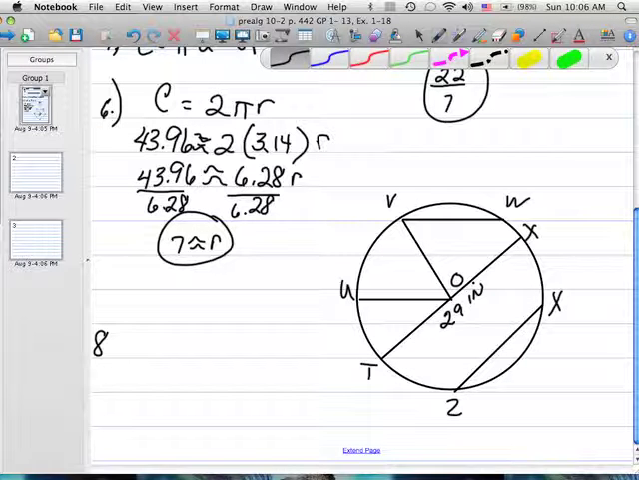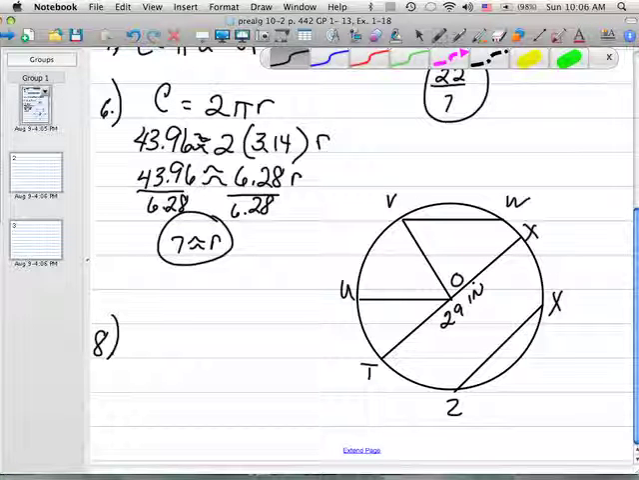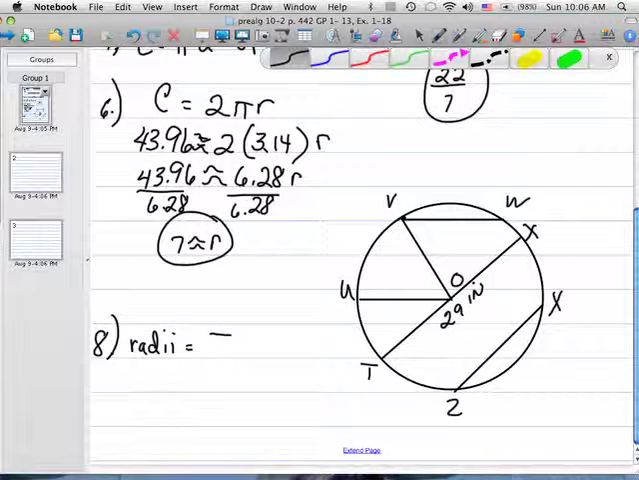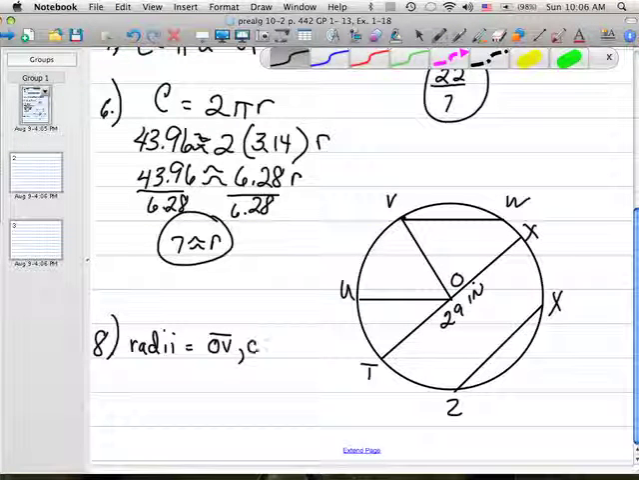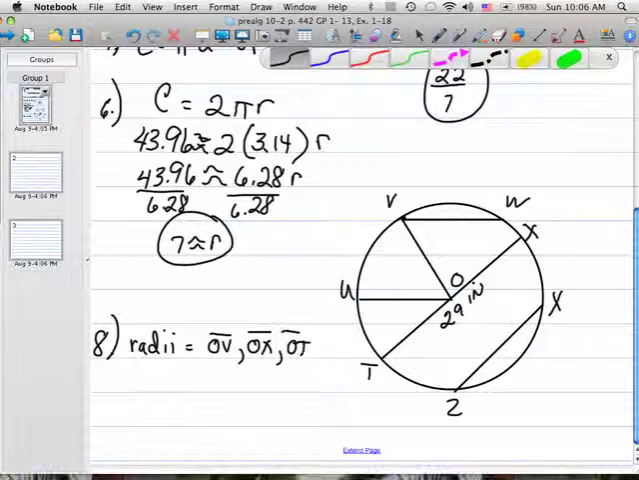So problem number 8, identify as many radii, chords, and diameters as are shown. Well, let's start with the radii. It's plural for a radius. So that would be any line segment from the center to the circle. So we have, I'll just start with OV, line segment OV, line segment OX, line segment OT here, and line segment OU.